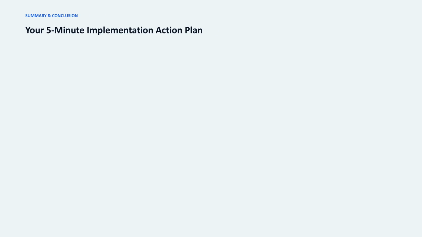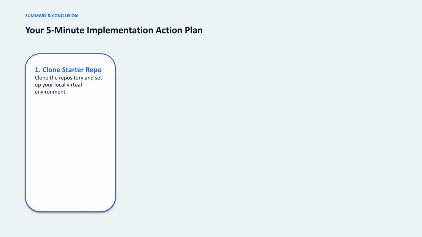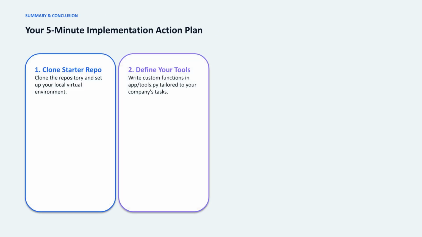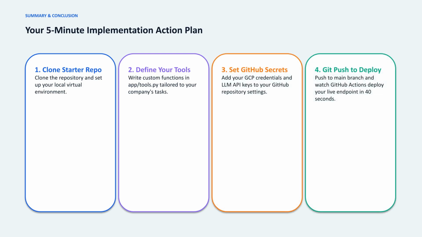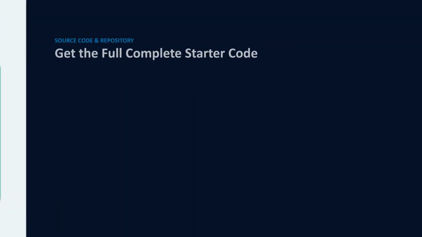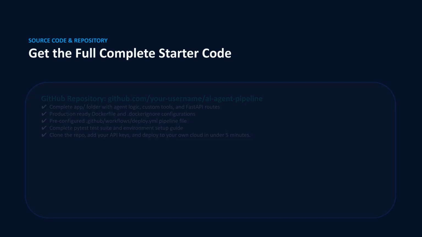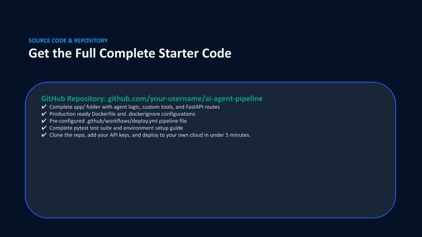Follow this 4-step plan to get started in 5 minutes. Clone the starter repository, define your specific tools, configure your GitHub secrets for deployment, and push your code to initiate an automated rollout. You can access the full starter code in the linked GitHub repository, which includes pre-configured workflows, test suites, and all the necessary infrastructure files to help you deploy your own agent quickly.